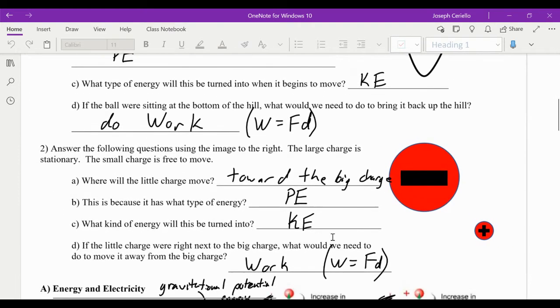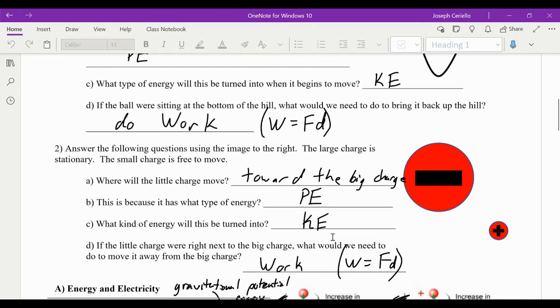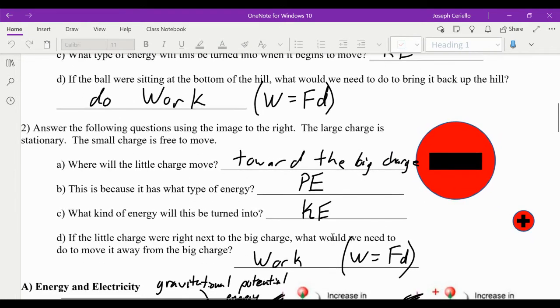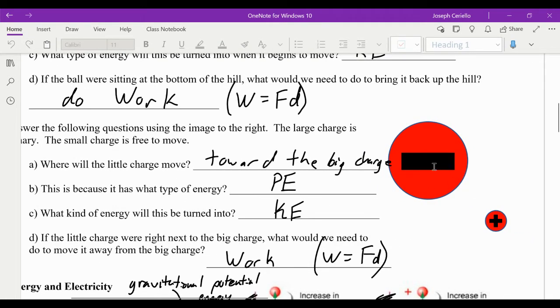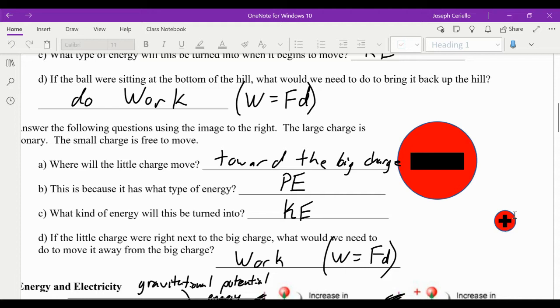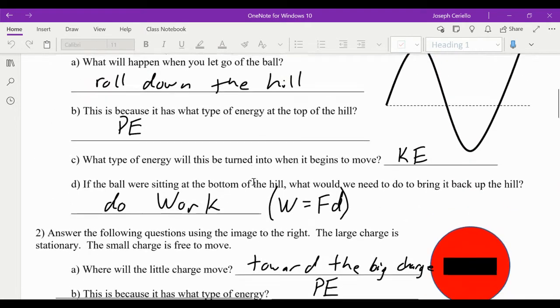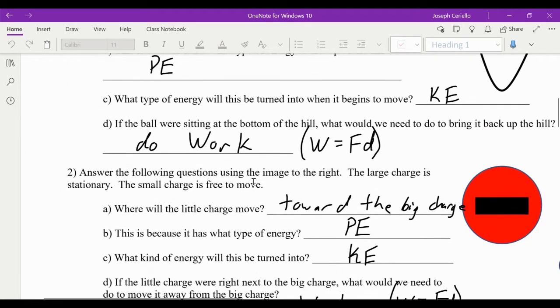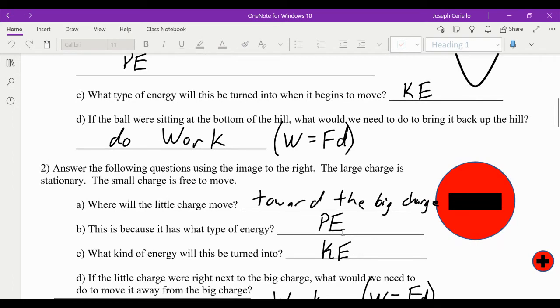Now let's bring this into the realm of charged particles. So we have a positive charge and a negative charge. The negative charge is stationary. The positive charge is free to move. So if I let go of this little positive charge, where's it going to go? It's going to fall to the negative charge. This is because it has what type of energy? Potential. But not just any potential energy, and I should be a little bit more specific here. I should have written electric potential energy.